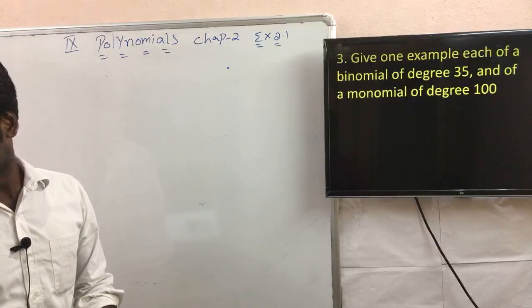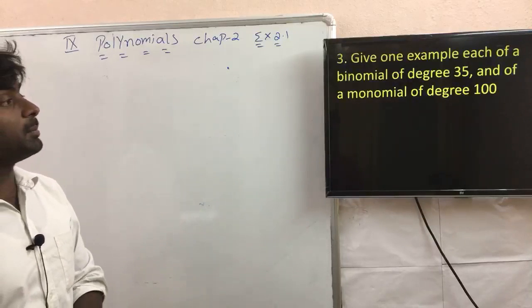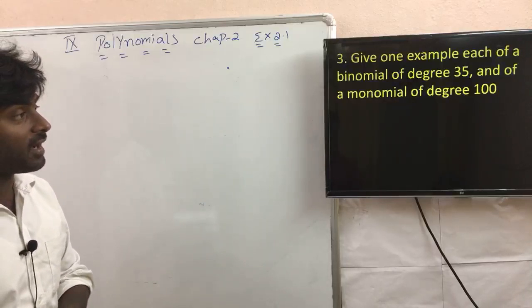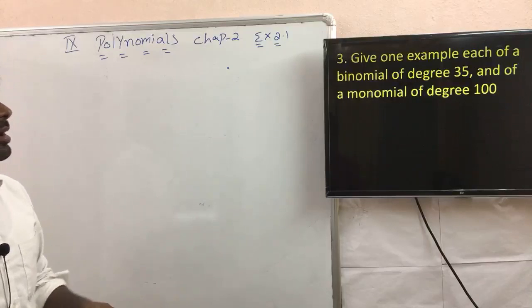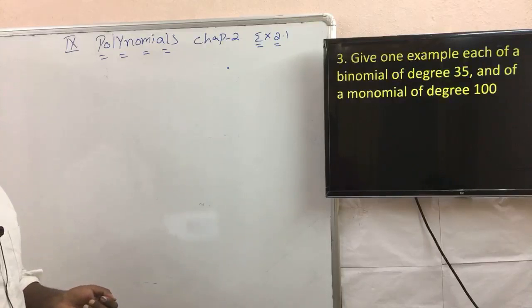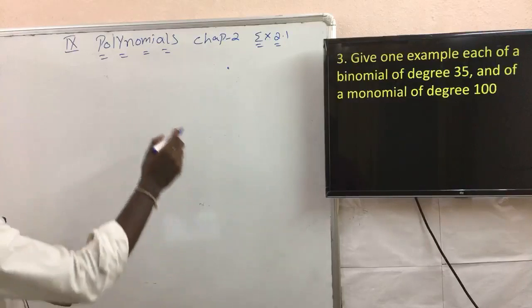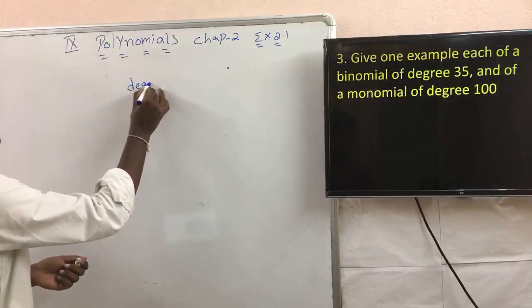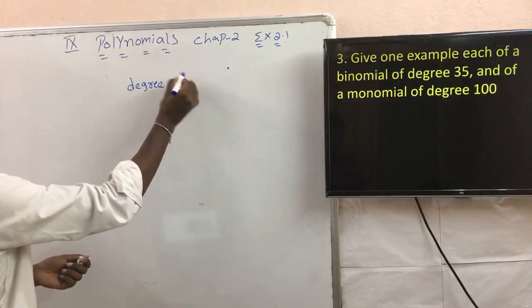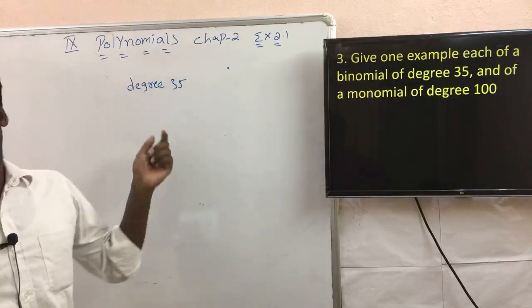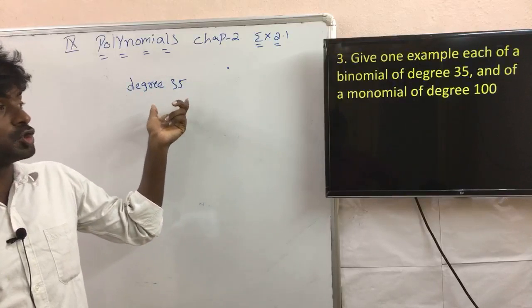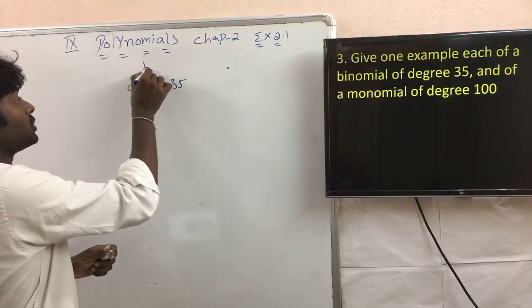See the third sum. Give one example each of a binomial of degree 35 and a monomial of degree 100. First of all, we have to give the binomial with degree 35. That means the polynomial should have degree 35 and it should be a binomial.